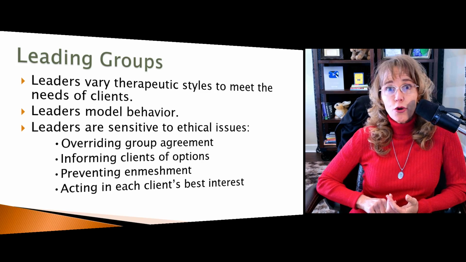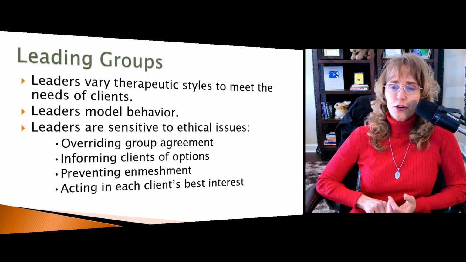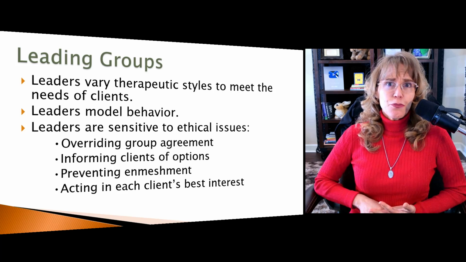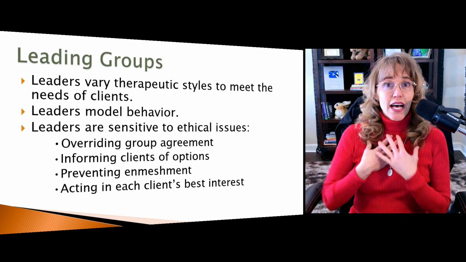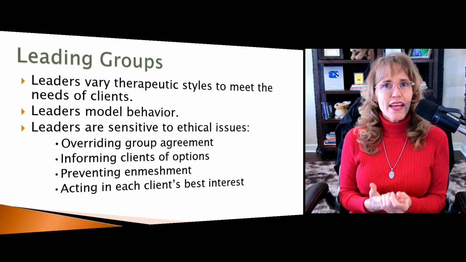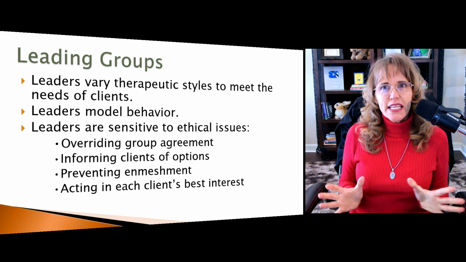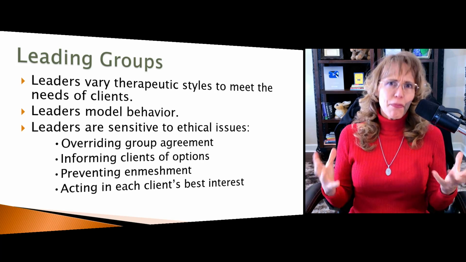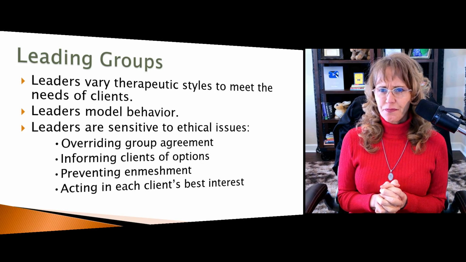If they don't want to go to group, not everybody is willing to go to group, what are their other options? We want to prevent enmeshment. It's not up to us to tell them how to think or tell them how to feel or to create a dependency. We also don't want them to get enmeshed with each other, where they are basically being codependent with one another.